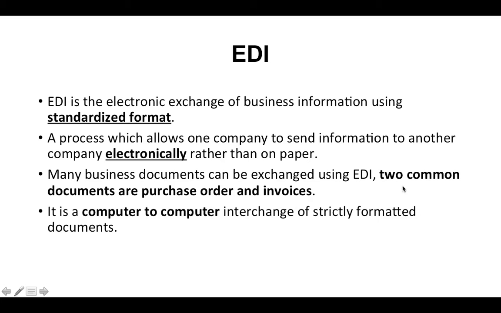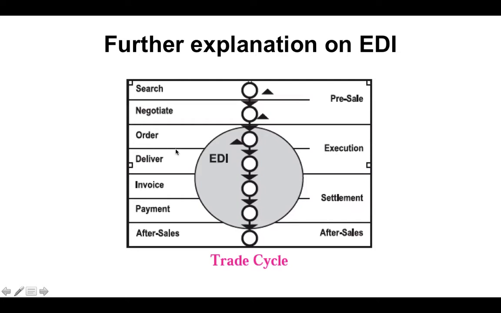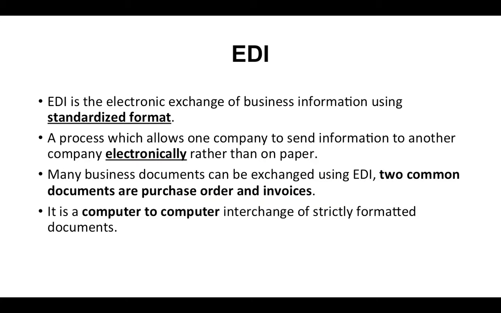Next, the most common documents used via EDI are purchase orders and invoices. So even if you see here, here are your orders, the purchase orders, and the invoices, the bills for those items that have been purchased. All these are going to be put electronically into the computer system. It's a computer to computer interchange of strictly formatted documents. No manual intervention is needed.